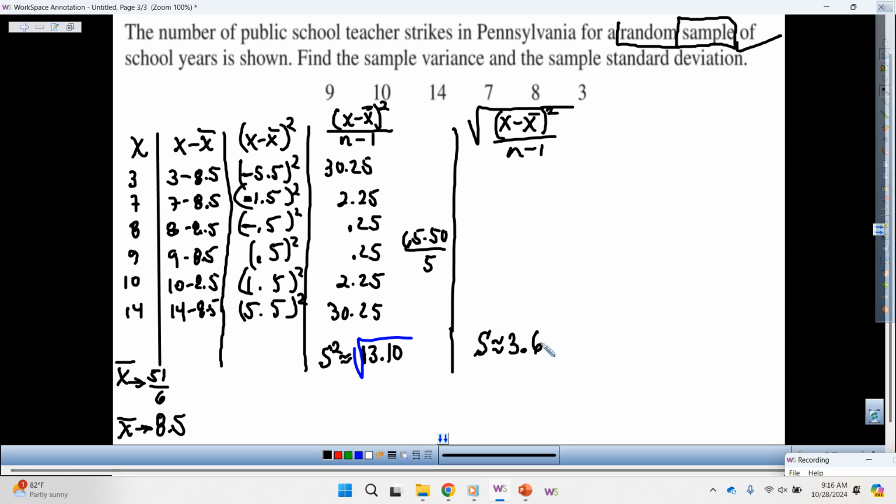What's the next number after 1? No, I'm saying on the calculator. 9, so let's round to 2. 3.62. All right. Send me your notes, please. I want to see what you did. Make sure you have that.